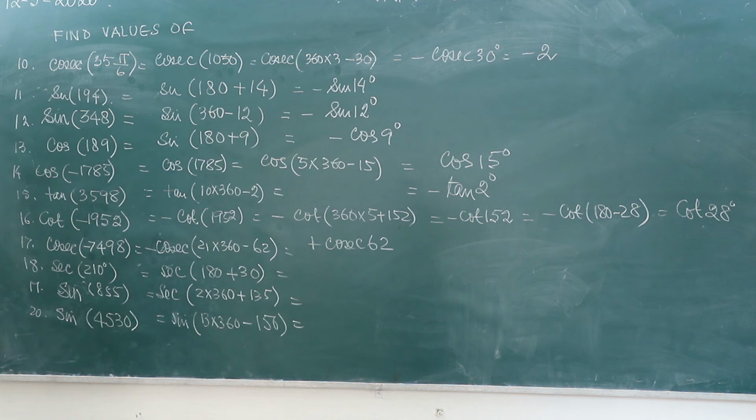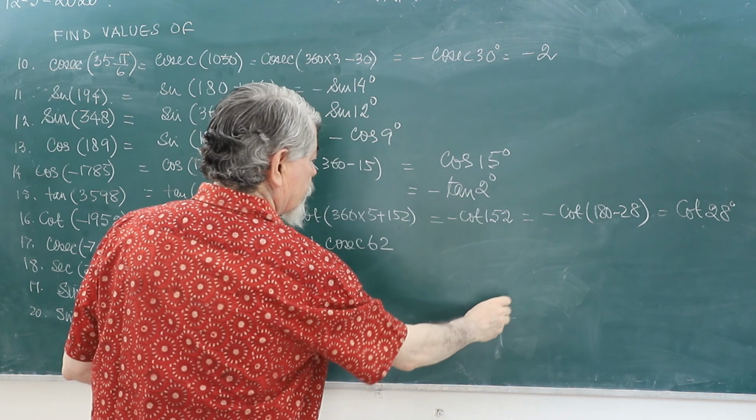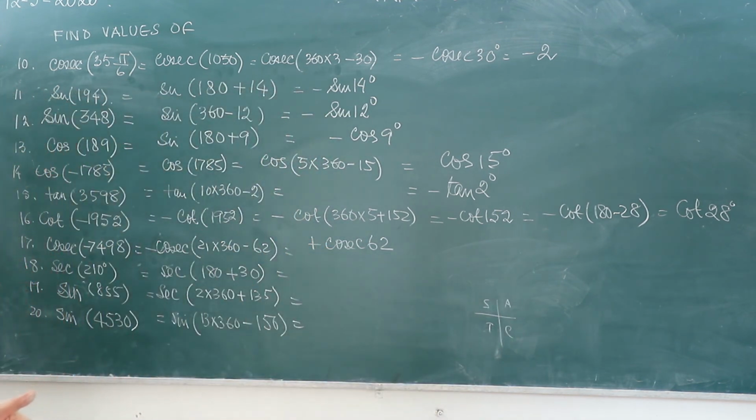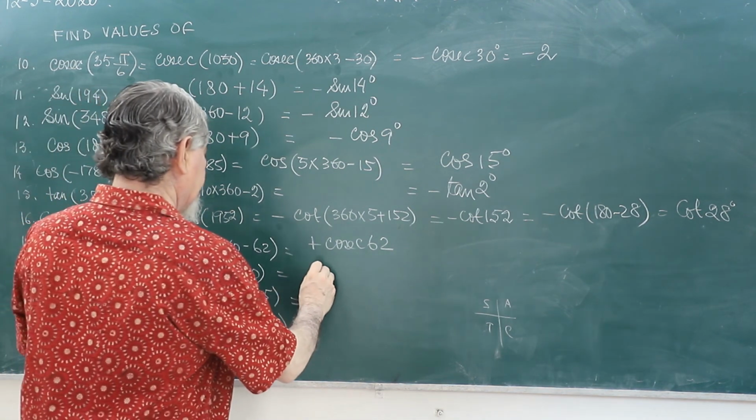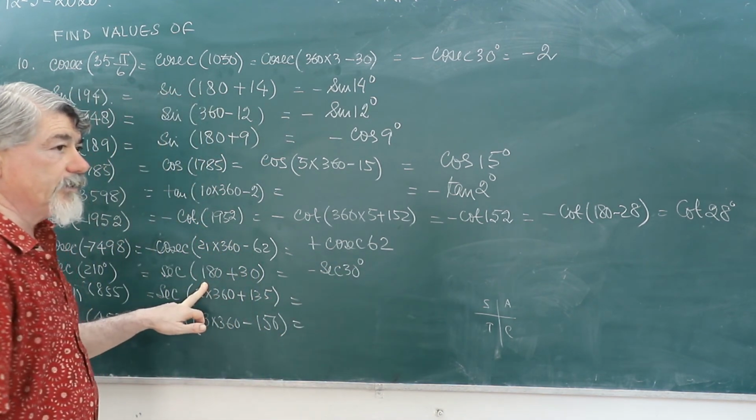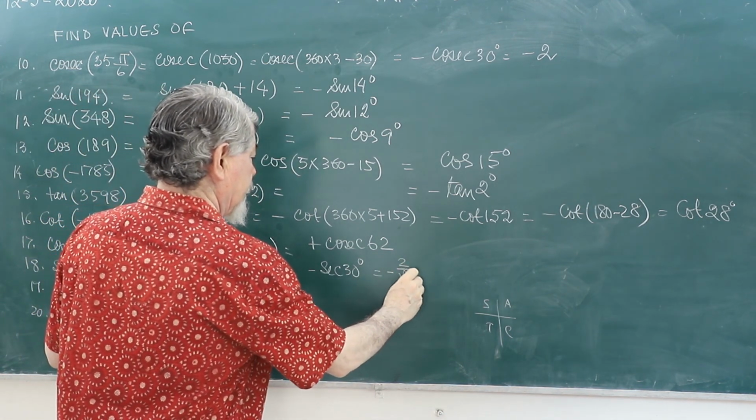Sec 210 is sec 180 plus theta. Sec 180 plus theta will remain sec 30, but it is in the third quadrant. In the third quadrant only tan and cotangent are positive, the rest are negative, so it will become minus sec 30. The question is cos 30 is what? Cos 30 is root 3 upon 2, so it will be minus 2 upon root 3.